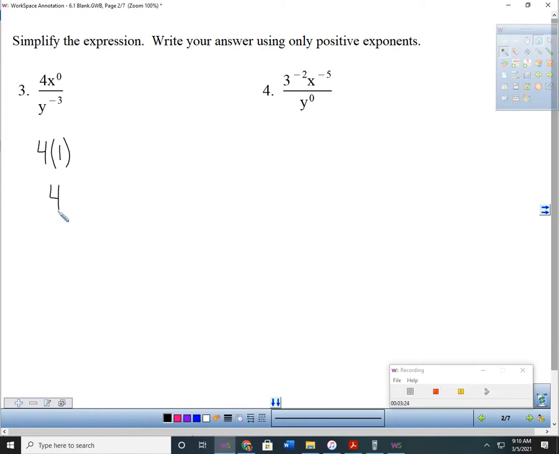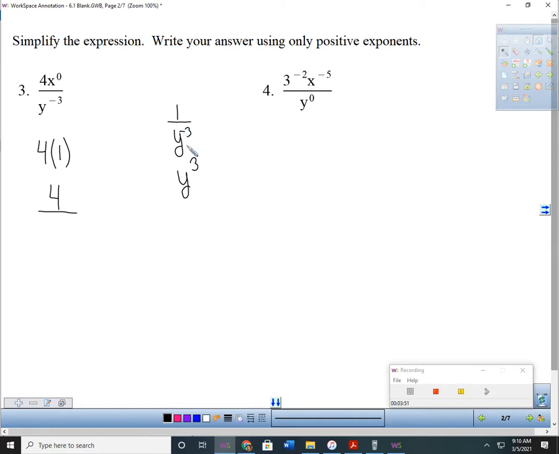And then I also know that y to the negative 3rd power, that's the same thing as 1 over y to the negative 3rd power, right? If I want that to change, I would flip this, right? And do y to the positive 3rd power. That's how I get rid of this negative.